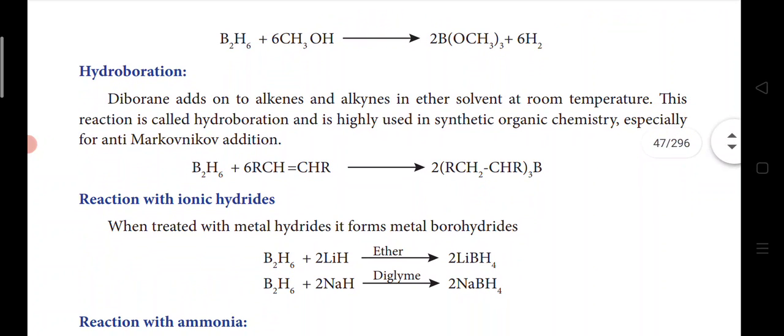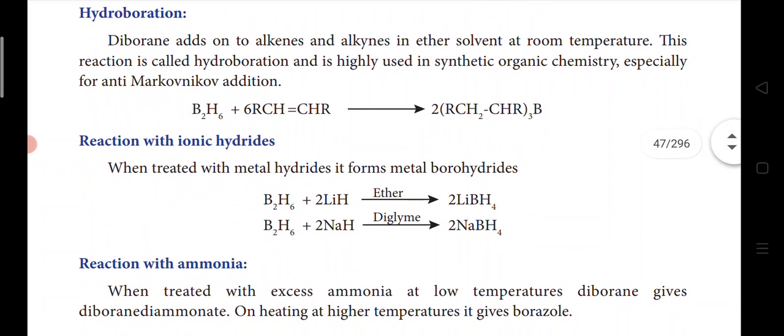Hydroboration is again an important 2 mark question. Diborane adds on to alkenes and alkynes in ether solvent at room temperature. This reaction is called hydroboration and is highly used in synthetic organic chemistry, especially for anti-Markovnikov addition. We will see all this in organic chemistry.